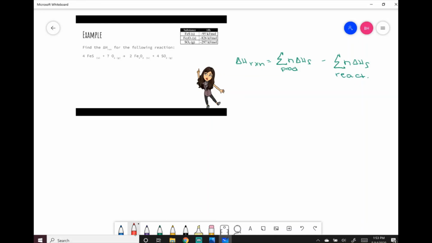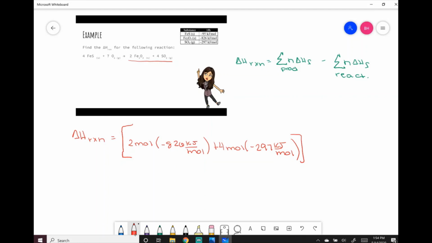So let's start plugging things in. The delta H of reaction is equal to the sum of our products, so we look at our products first. I'm going to have 2 moles of our iron(III) oxide, and that is negative 826 kilojoules per mole, plus 4 moles of sulfur dioxide times negative 297 kilojoules per mole. That is my products. Again, these values come from the table, and my moles are the coefficients out in front, so 2 and 4. I'm going to add that all together, and then subtract it from my reactants.